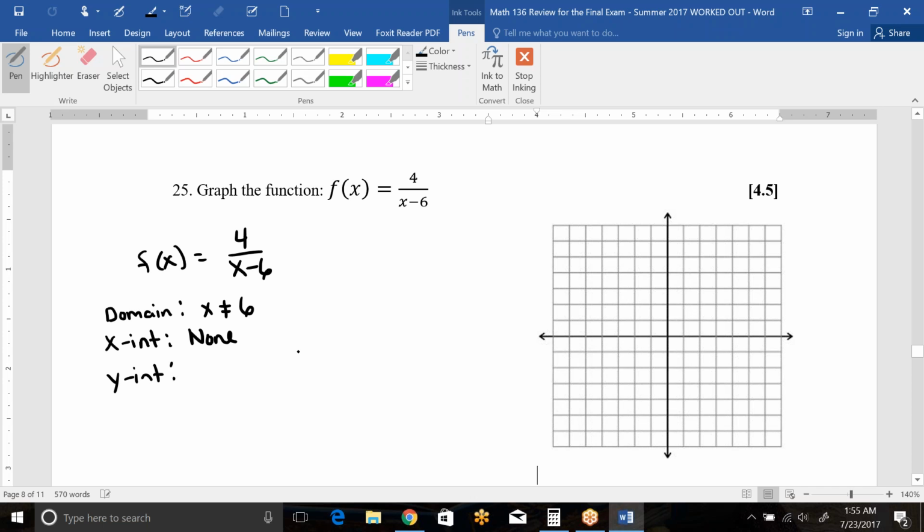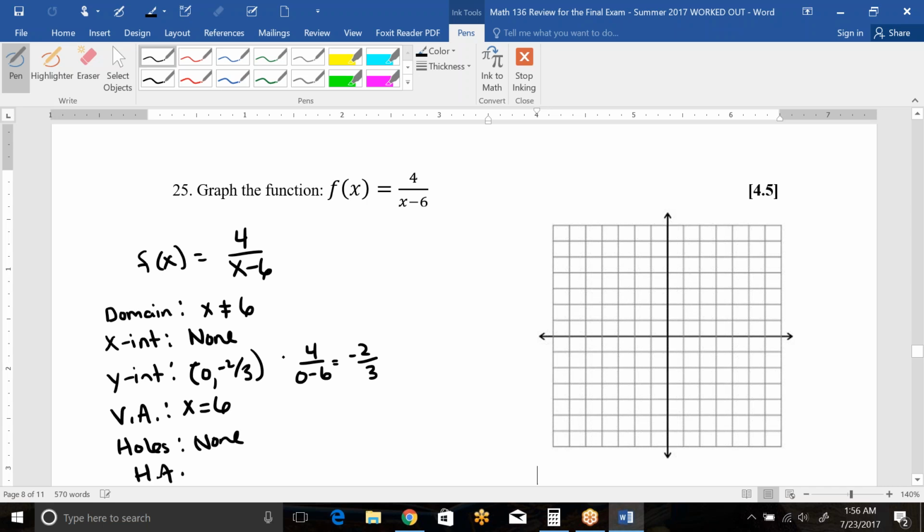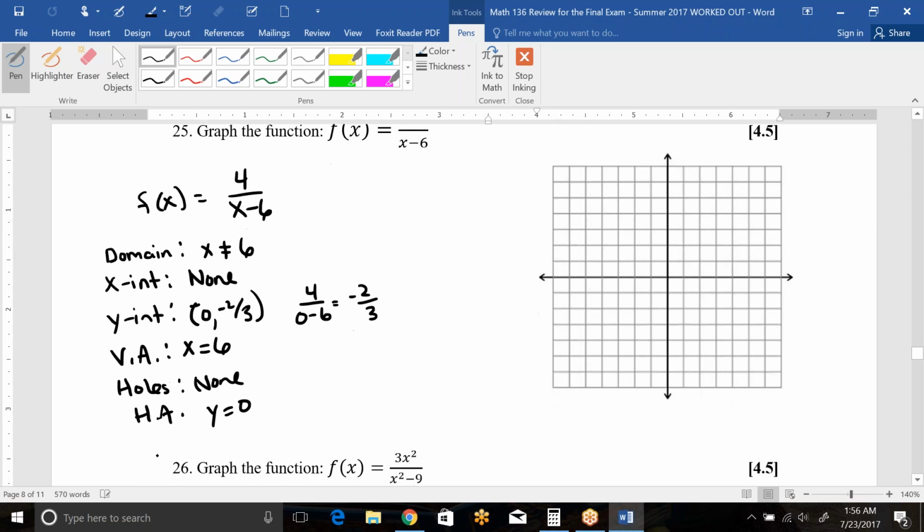Y-intercepts you find by plugging in 0 for all the x's. So that's going to be negative 2/3 if you work that out. So that would be 0, negative 2/3. The vertical asymptote is whatever is in the domain that didn't cancel out. If it canceled out, it would have been a hole. So x equals 6. There are no holes since no x is canceled out. And the horizontal asymptote, remember, is found by long division. X minus 6 does not go into 4 at all, so it's y equals 0. If that had given me an x in that answer, remember that would have been an oblique, but we don't have an oblique if we have a horizontal.